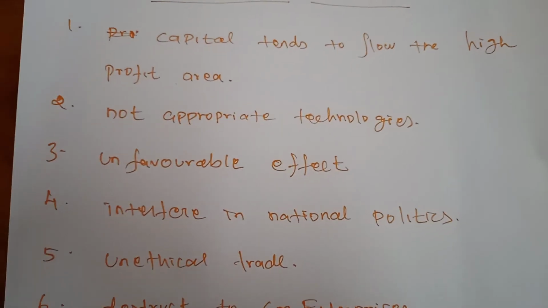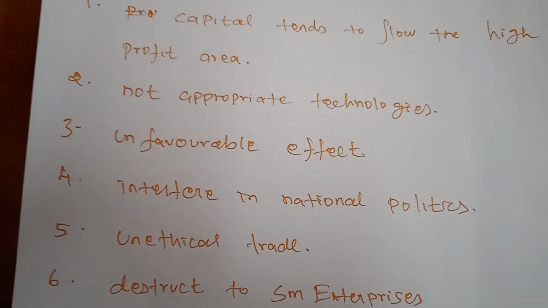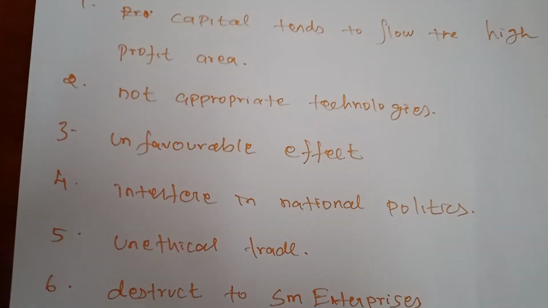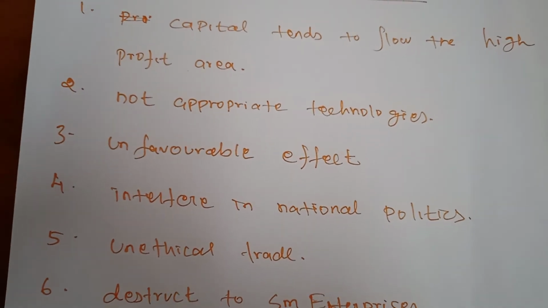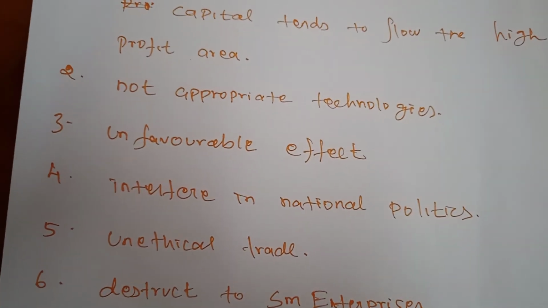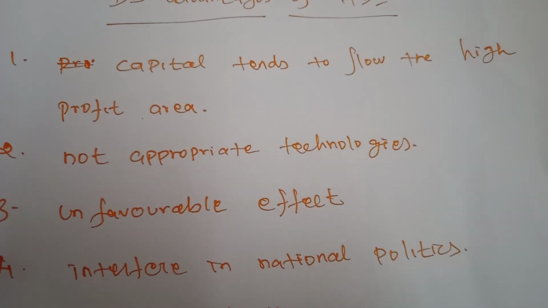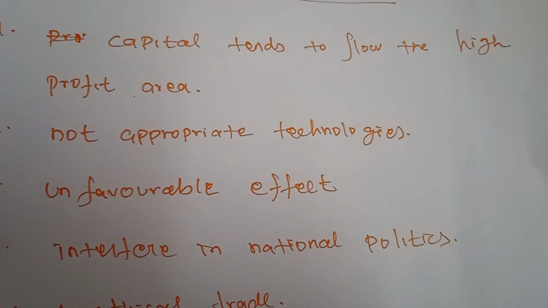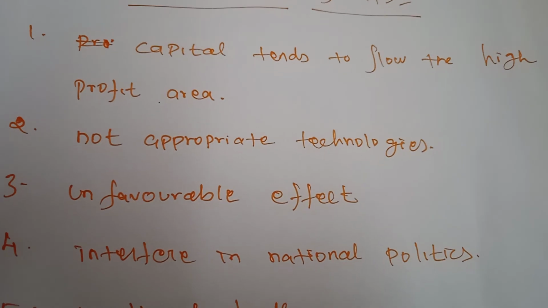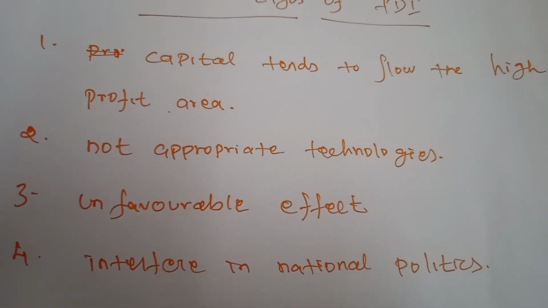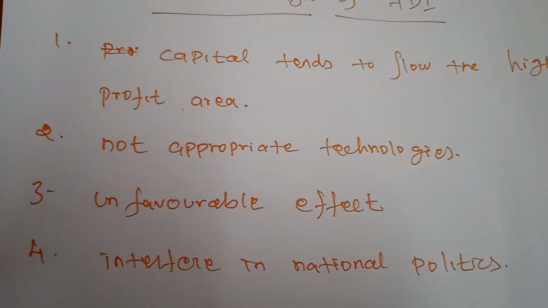Next, not appropriate technologies. The technologies brought in by the foreign investors may not be appropriate to the consumption needs, size of the domestic market, resource availability, stage of development of the economy, etc. Even if we have the possibility of transferring technologies from the developed nations, these technologies will not be helpful to our developing nations, and some of the technologies will have only inappropriate portions.